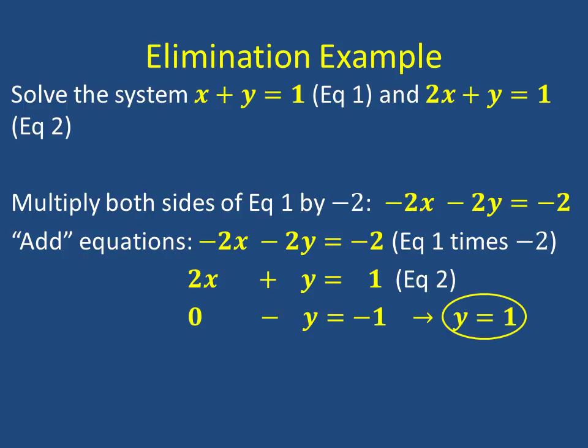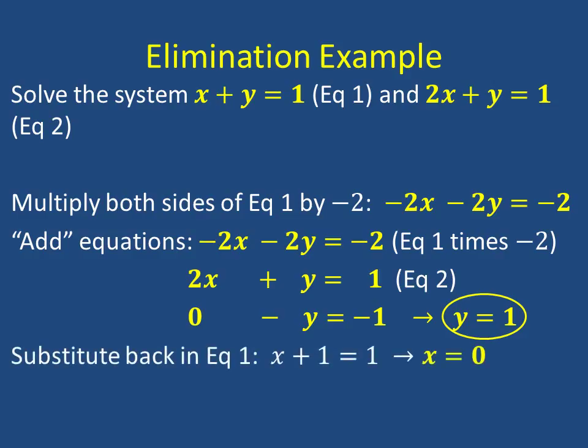Now I can take that y value, and I'm going to go ahead and just put that back into equation 1. So instead of x plus y equals 1, I'm going to have x plus 1 equals 1. And the solution to that is x equals 0. So my solution for this system is x equals 0, y equals 1, which is the same as we had for the substitution method.